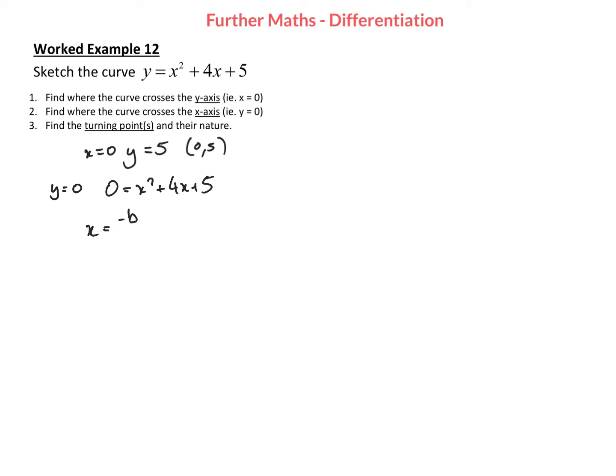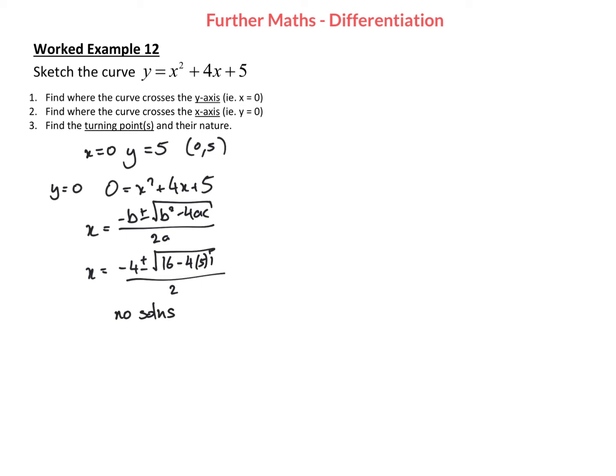x equals minus b plus or minus the square root of b squared minus 4ac, all over 2a. So my x values here are minus 4 plus or minus the square root of, well, b squared is 16, take away 4 times 5 times 1, and that's all over 2. But when we put that into our calculator, you'll find that underneath the square root, 16 minus 20 is negative 4, and we can't take the square root of a negative number. So there's no solutions there.